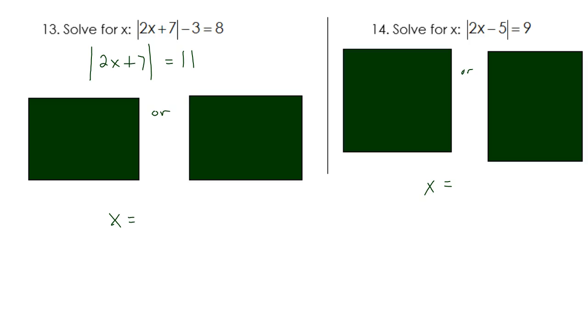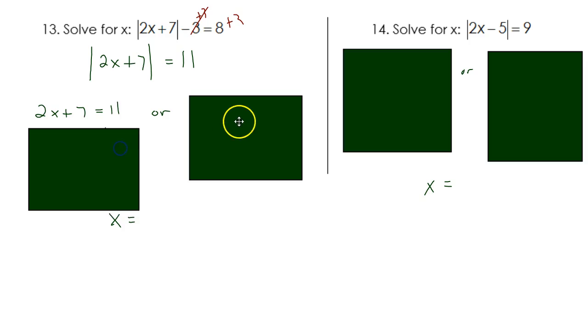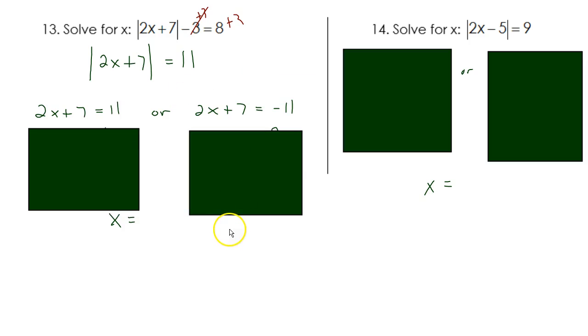Question number 13. In this case, the absolute value is not isolated, so we have to isolate first by adding 3 to both sides. 8 plus 3 is 11. Now that the absolute value is isolated on one side of the equal sign, I split it into two equations. 2x plus 7 equals 11, and 2x plus 7 equals negative 11. So 2x plus 7 equals both positive and negative 11.